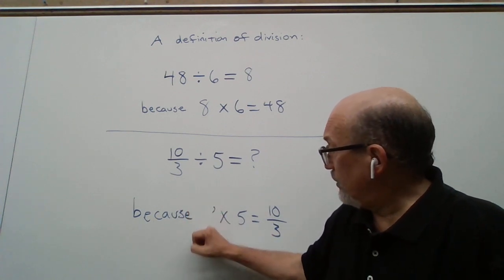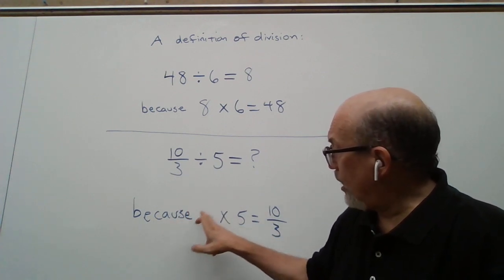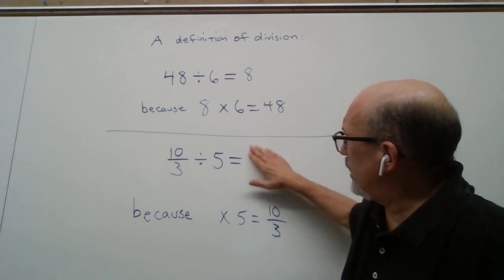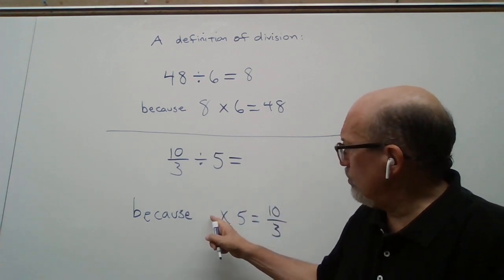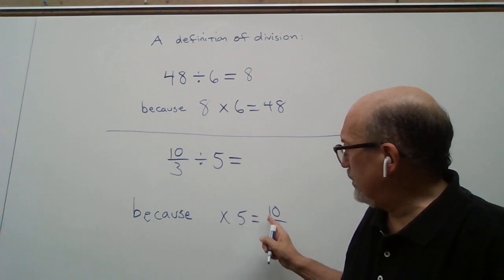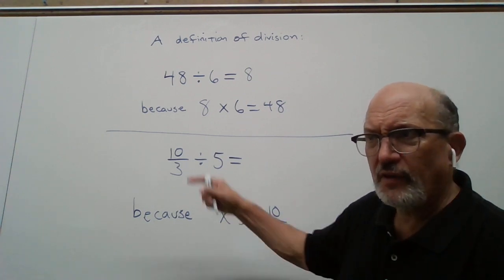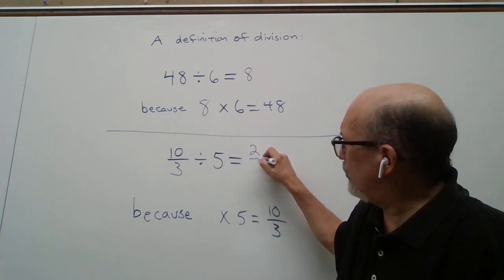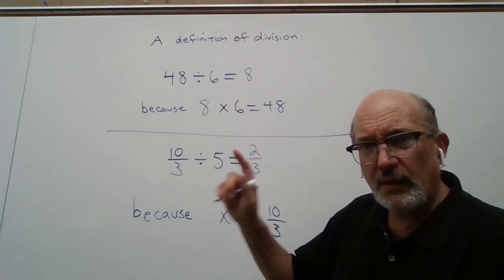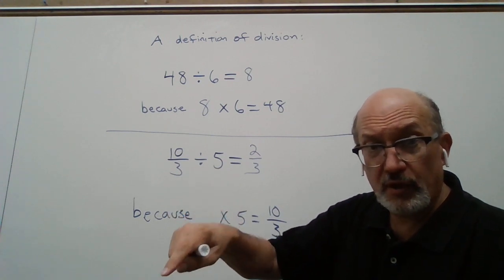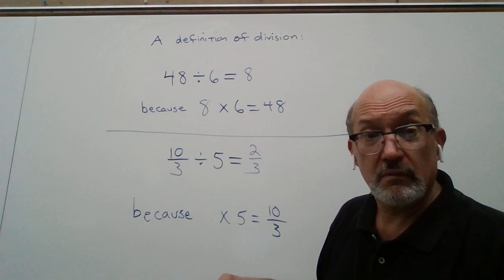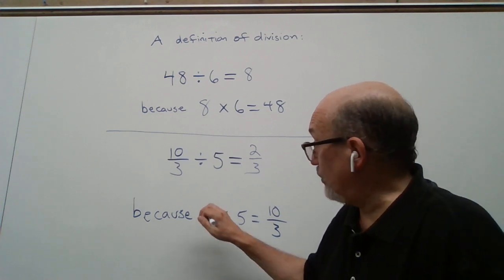Ask yourself, now let's look at the question mark right here, because what times 5 is 10/3? That's what I'd like you to think about. What do you multiply 5 by to get 10/3? 5 times what is 10/3? Well, isn't it 2/3? Isn't 5 times 2/3 10/3? Just listen to it. 5 times bigger than 2/3 is 10/3.